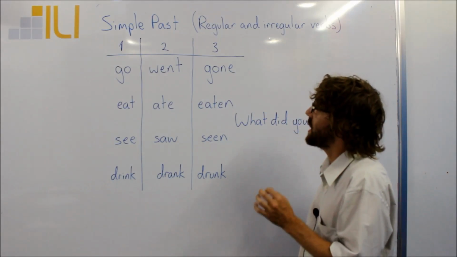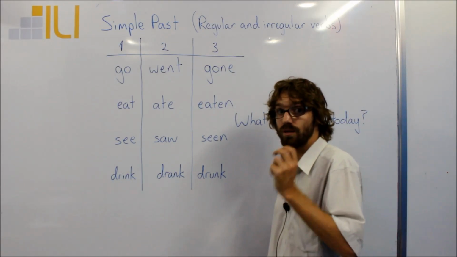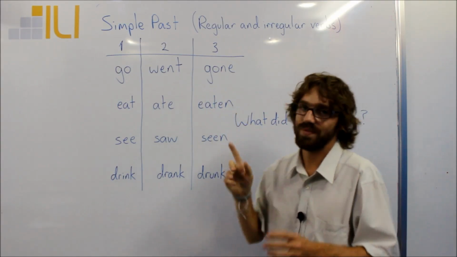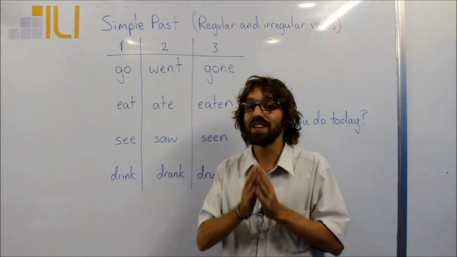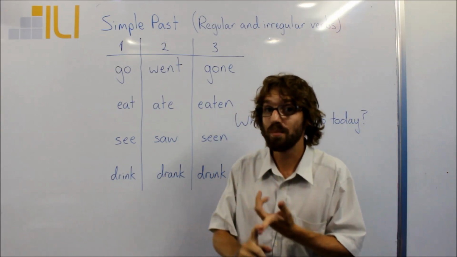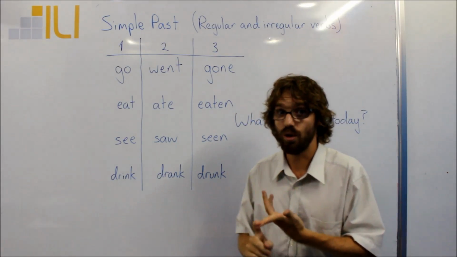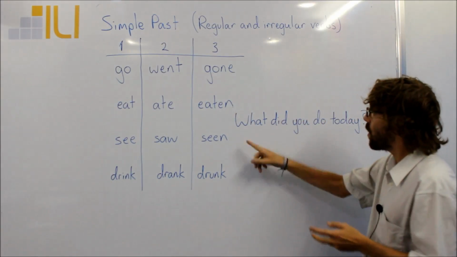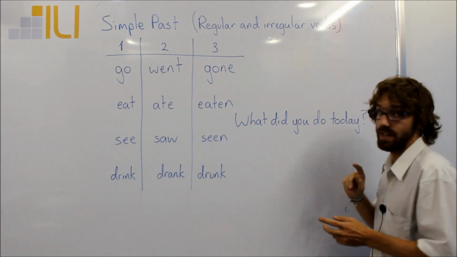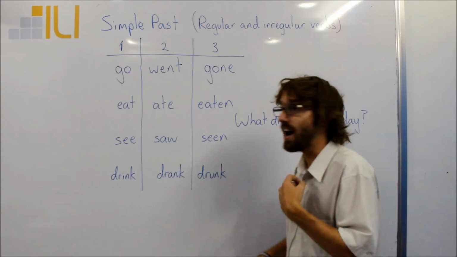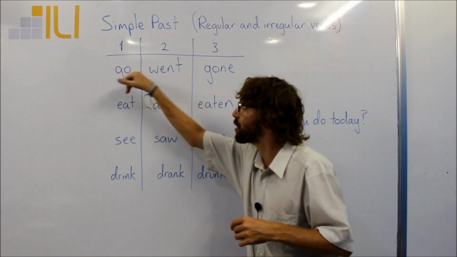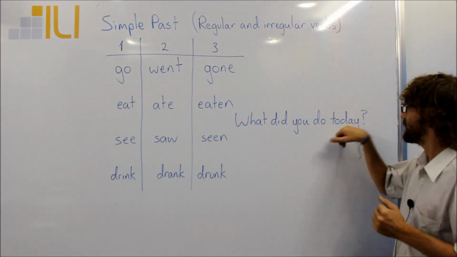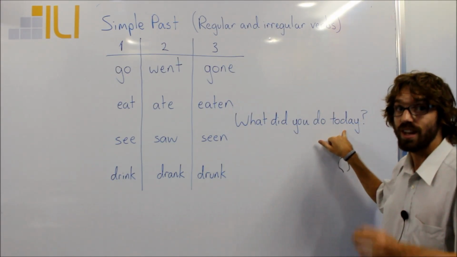Now, for the simple past, we are going to be using verb 2, the second form. Now, the main problem with irregular verbs is remembering to use the second form of the verb. For example, if I ask, what did you do today? The most common answer I get is, I go to school. Now, I understand today is in the present.